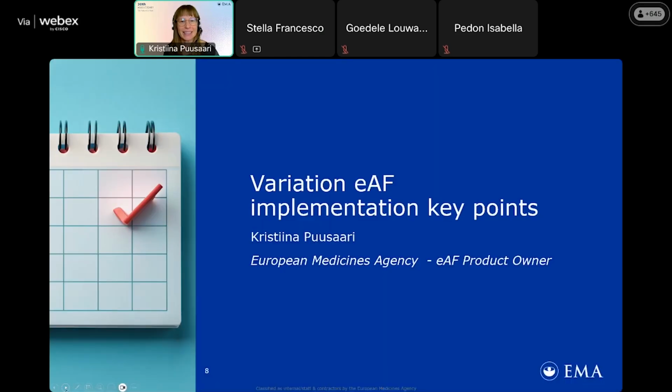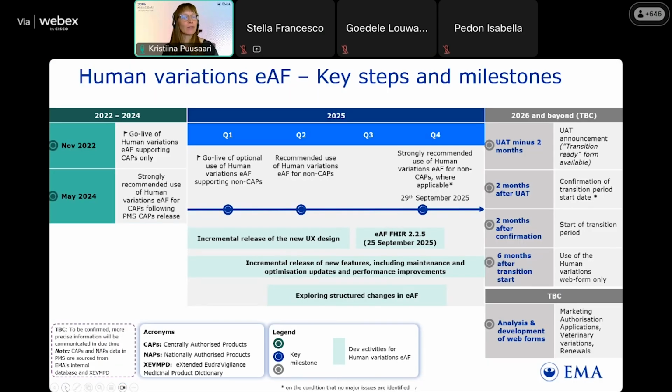Move to the next slide, and then we quickly look at the implementation key points. So without spending too much time on the history, just a quick reminder, we went live in November 22 with the human CAPs. And then we moved already about a year and a half ago to strongly recommended use for human CAP variations. We are now currently in a recommended use for human non-centrally authorized products.